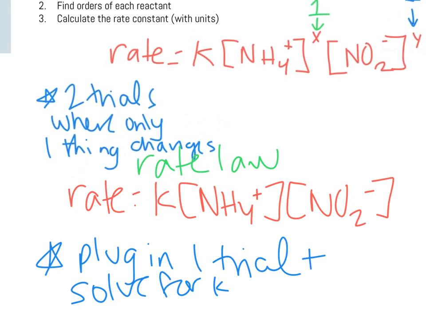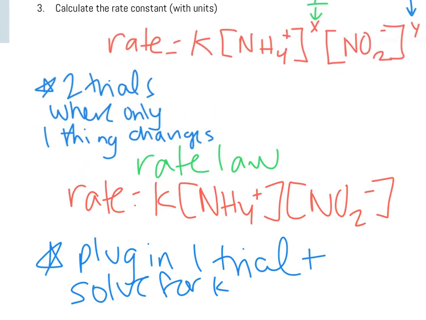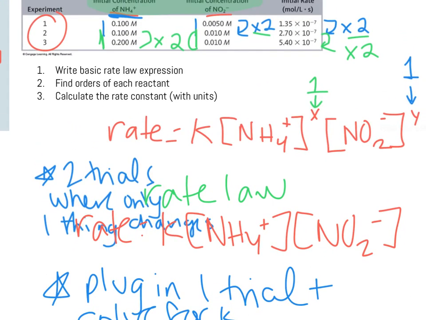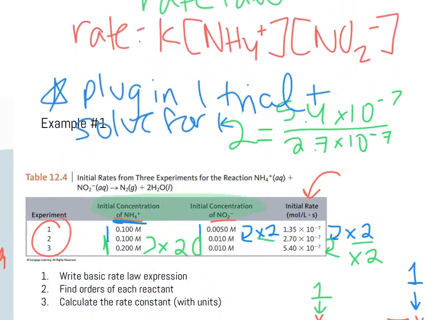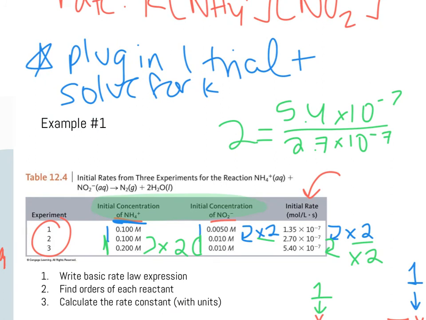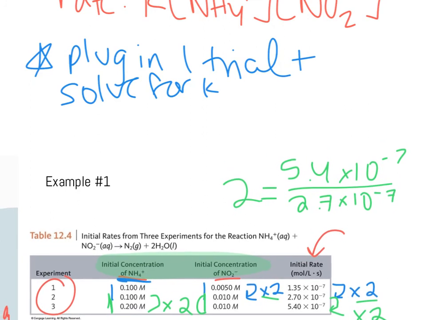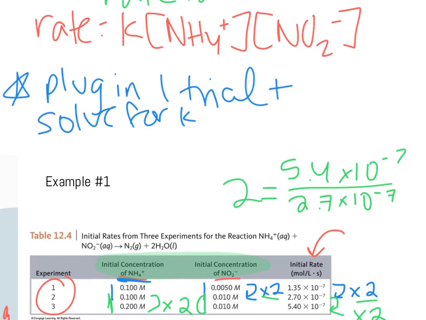Let's go back up. I want all of it. Great. We're going to just move that up there. We're going to pick, say, the second trial only, because there's a lot of 0.1s and 0.01s, and that's going to make things pretty easy for us. So I'm going to do NH4. I'll move this down. Here's my rate law.